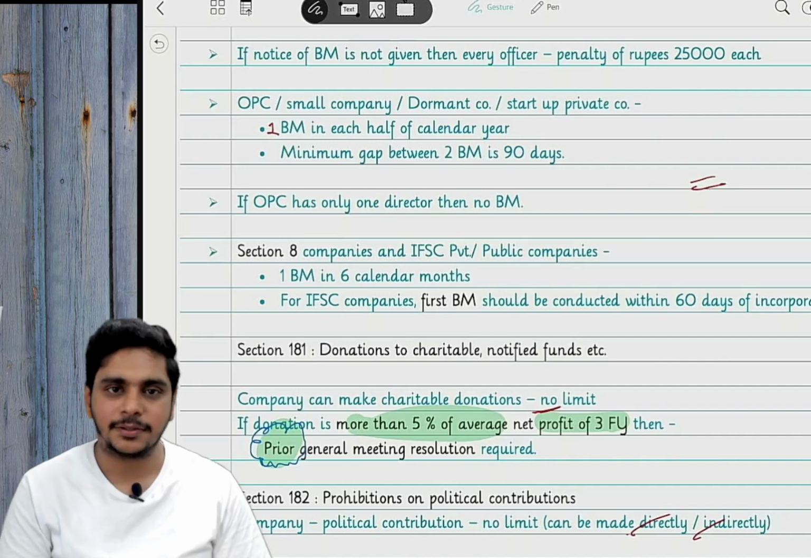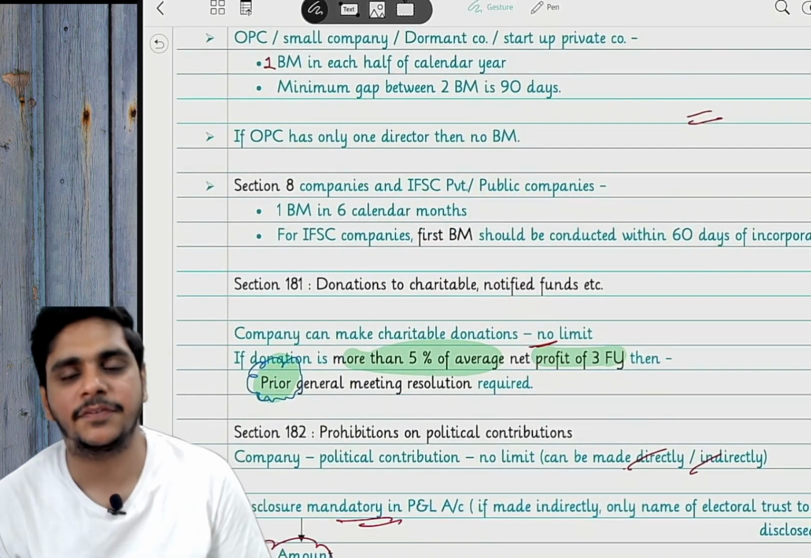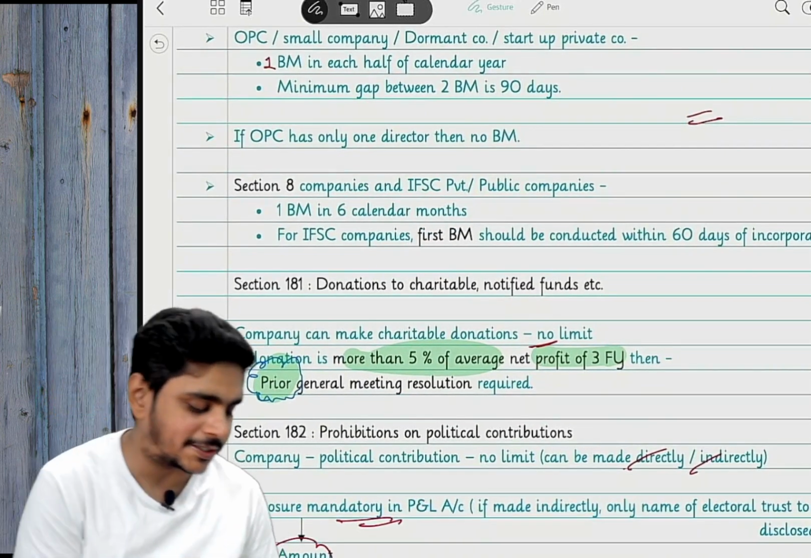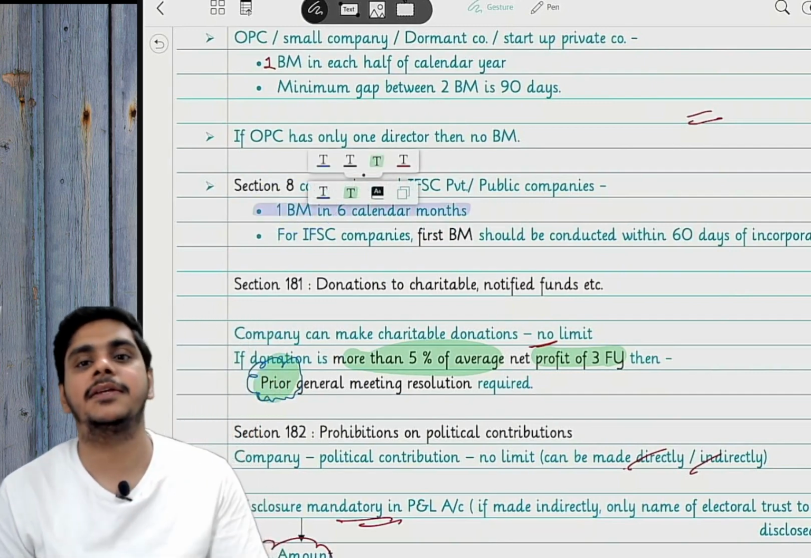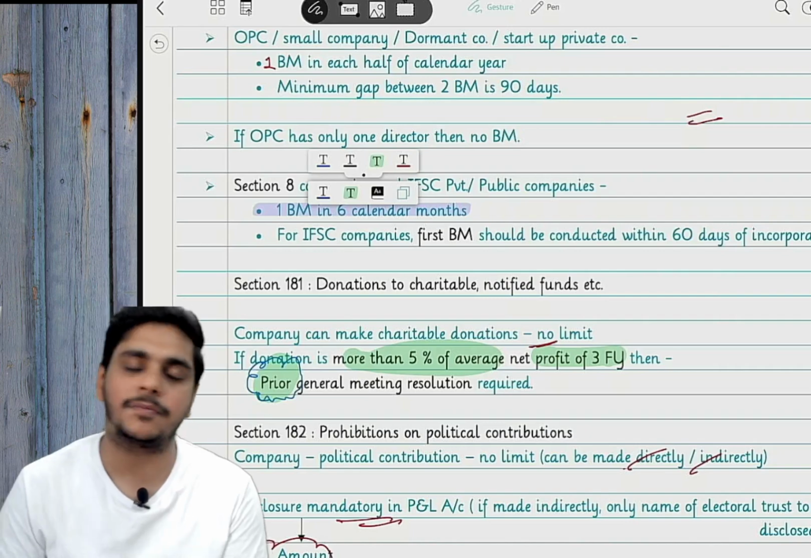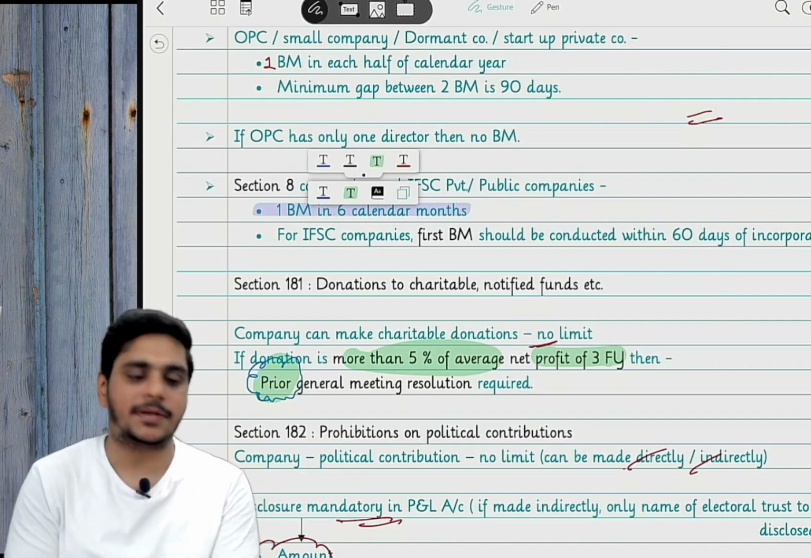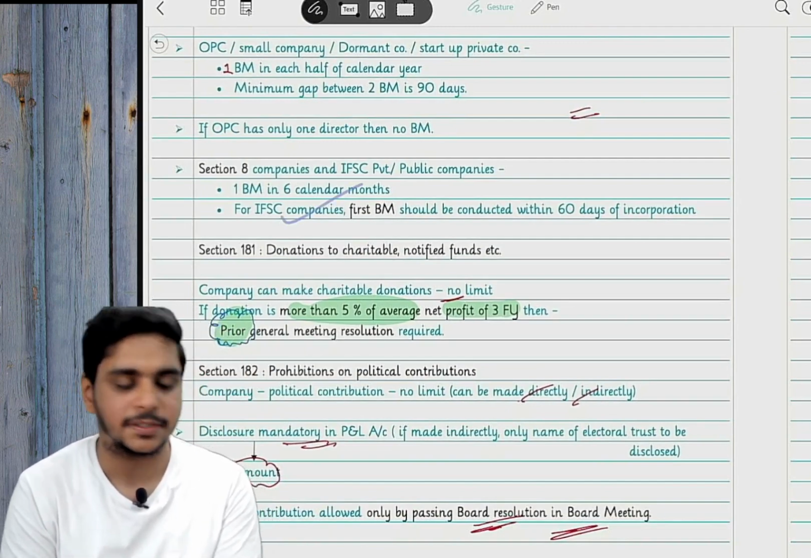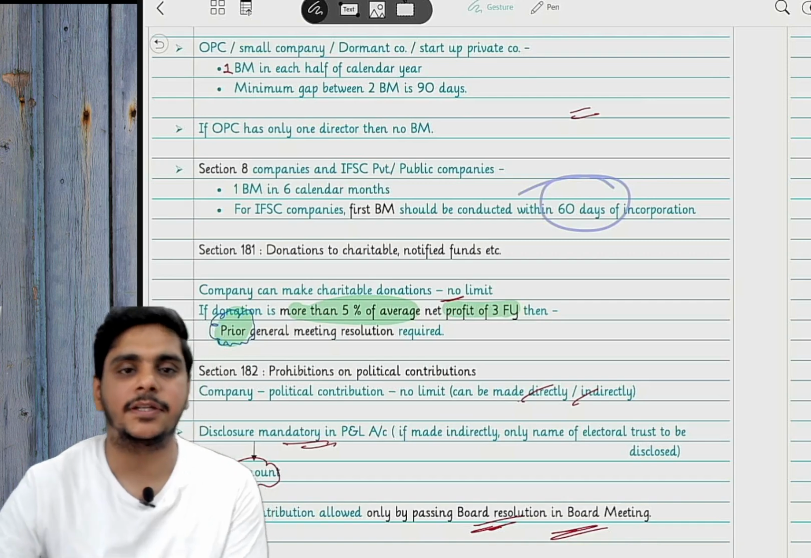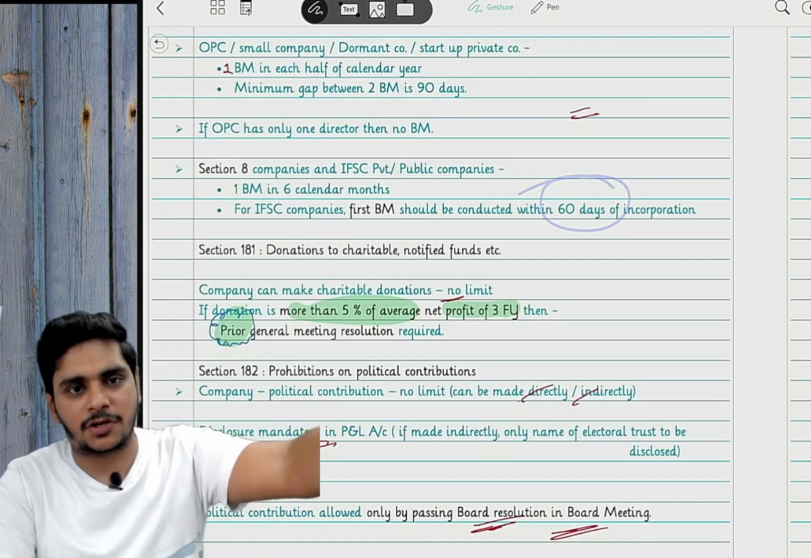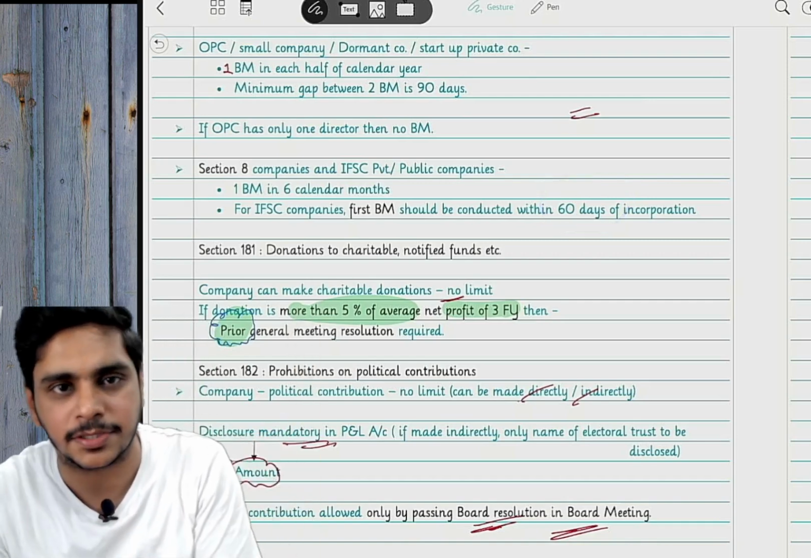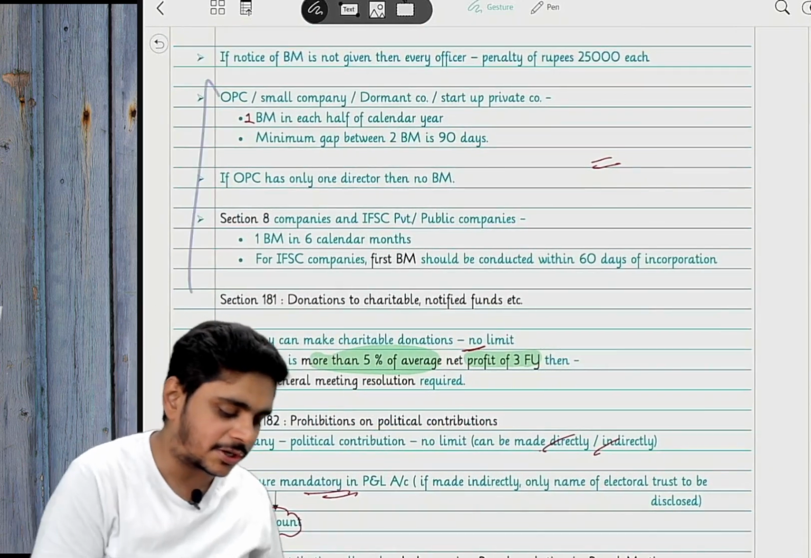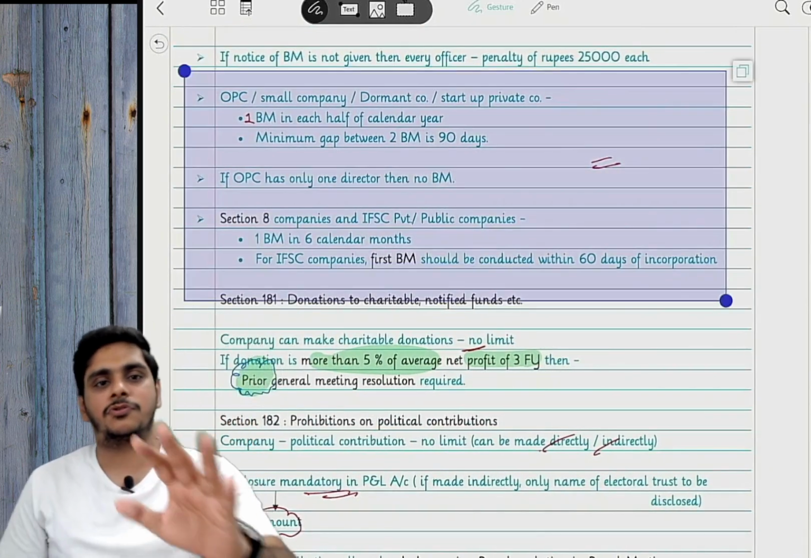For Section 8 companies, IFSC private and public companies, it is one board meeting in 6 calendar months. The gap condition is not there, just one board meeting in 6 calendar months. Then, for IFSC companies, the first board meeting should be conducted within 60 days of incorporation. Generally we say 30 days of incorporation, but for IFSC it is 60 days. So these are the exceptions where they can test you in a 1 or 2 mark answer.